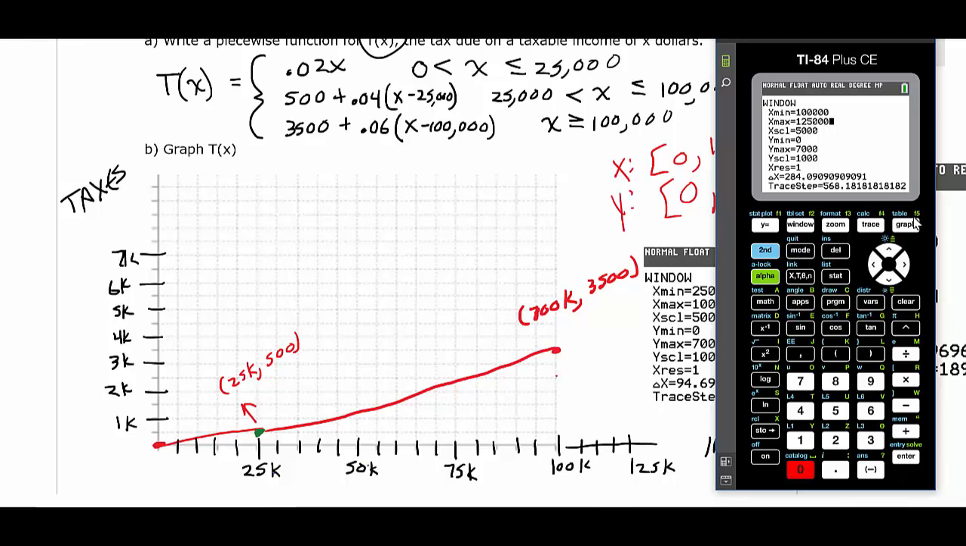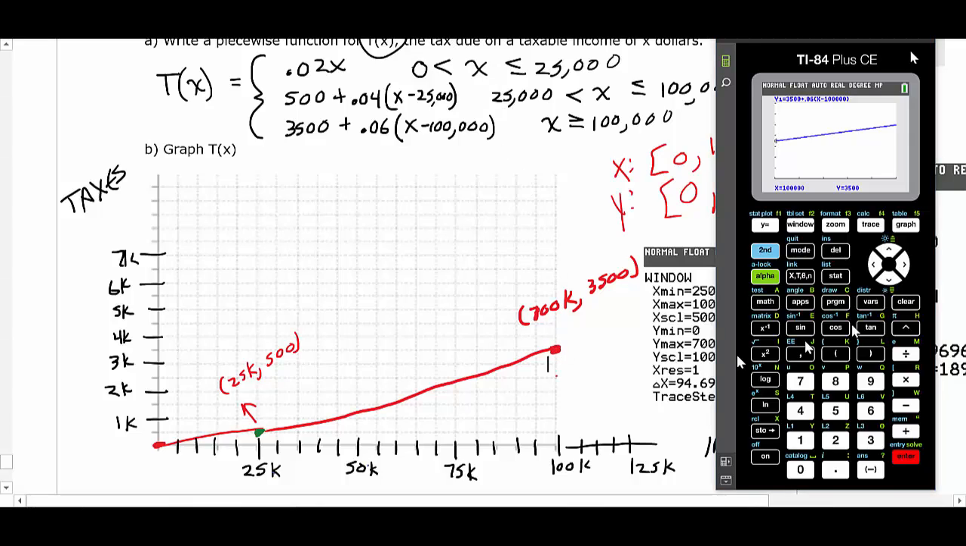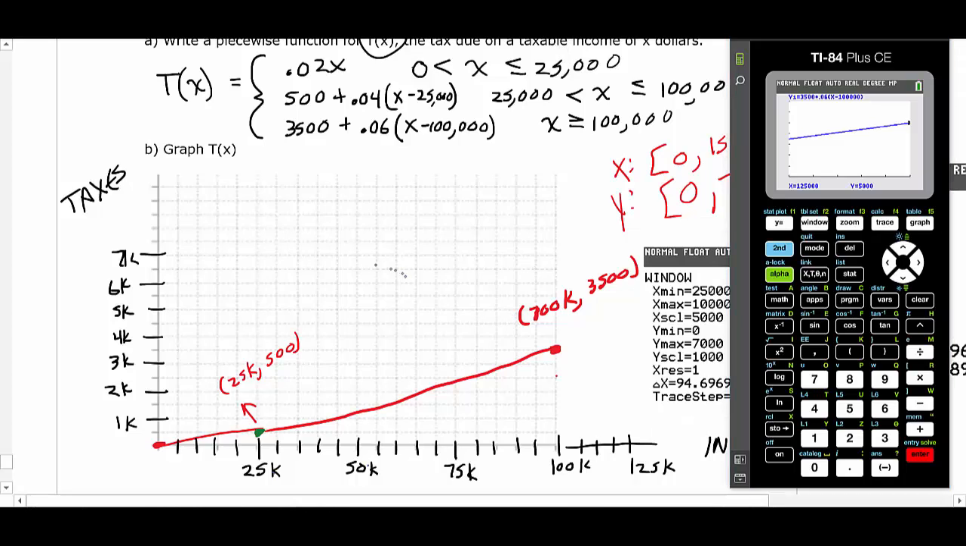Once you make that change, press graph, you'll get another line, and all you've got to do is these two things. Trace at the beginning of the tax bracket, which is 100,000. That gives 3,500, so it's the same point here. Then trace at 125,000. I just picked 125,000. If I trace there, I'm going to get 5,000. So the last point you just need to plot is 125,000, comma, 5,000. And that would be the graph of your taxes right there.